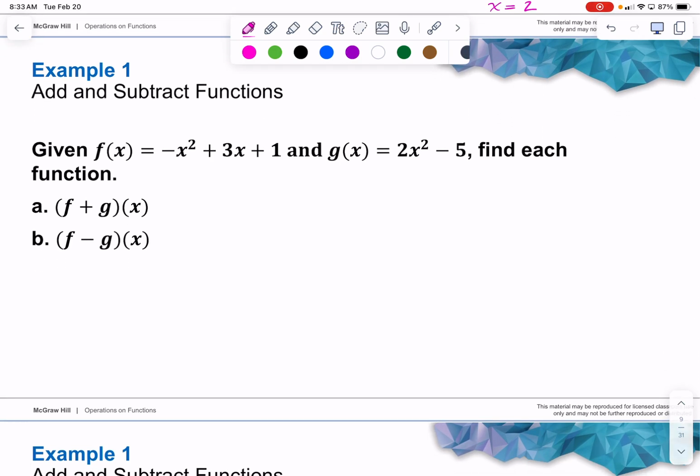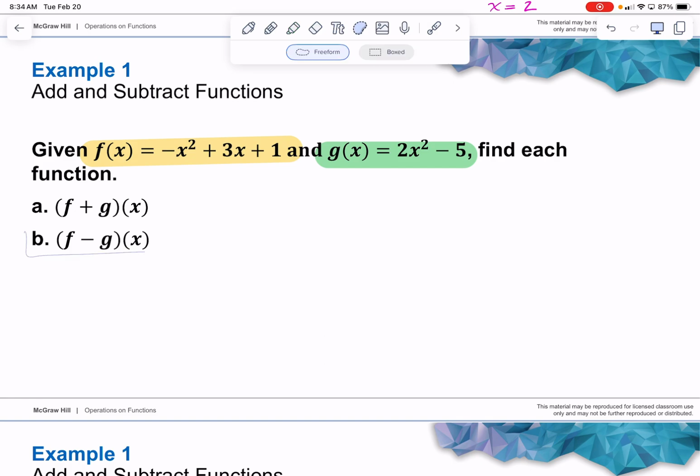So example 1 here, at the bottom of page 299, says, if I've got f of x equal to negative x squared plus 3x plus 1, and g of x equals 2x squared minus 5, we want to find f plus g of x and f minus g of x.